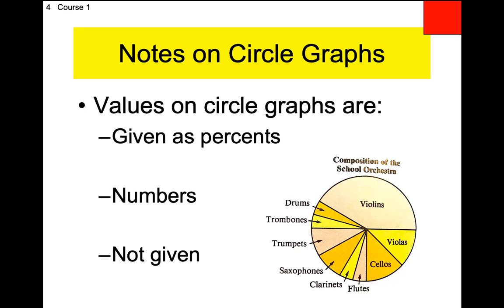So just be cautious. Usually when they leave off numbers, it's because the circle graph has a whole lot of pieces on it. When there's a whole lot of pieces, well, there's not much room to write the numbers. So that is typically why they leave off the numbers. If you can fit numbers in there, put numbers, either numbers or percent.